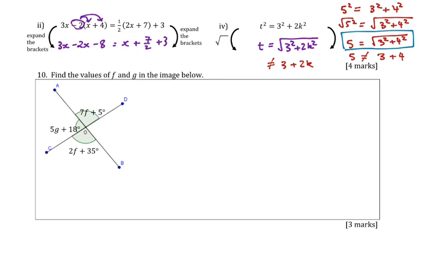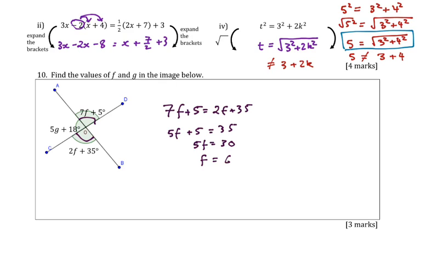Okay, let's do the final question now. Okay, in this question, we need to remember that vertically opposite angles are equal. So we can say that 7f plus 5 is the same as 2f plus 35. This is a simple equation to solve. We can subtract 2f from both sides, and then subtract 5 from both sides, giving us f is equal to 6.